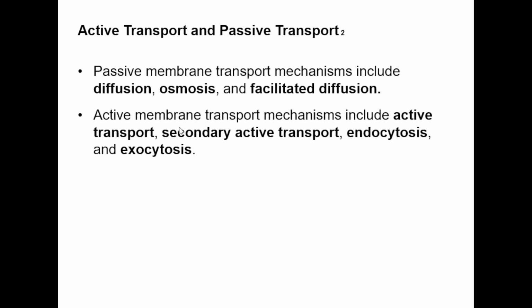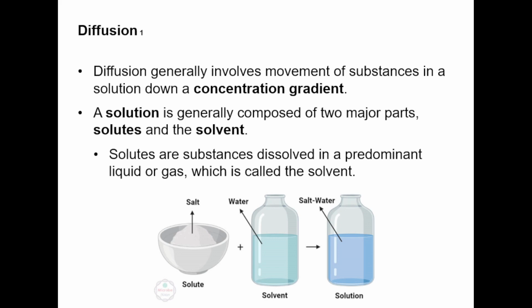While your active transport naman includes active transport, secondary active transport, endocytosis, and exocytosis. So all of this in bold, we will talk about in a little while. Let's start first with diffusion. Diffusion, according to the definition, involves the movement of substances down a concentration gradient. Okay? Pag sinabi daw diffusion, sinusundan niya yung concentration gradient.